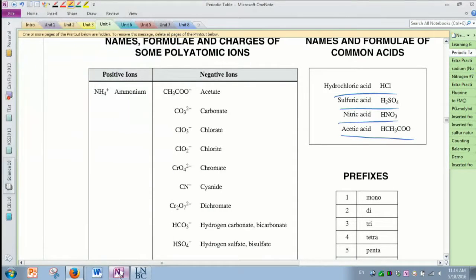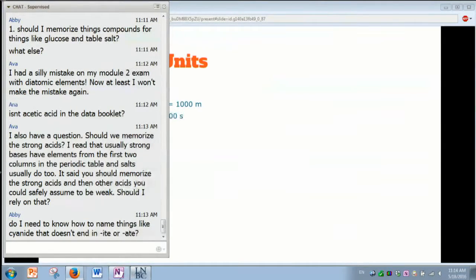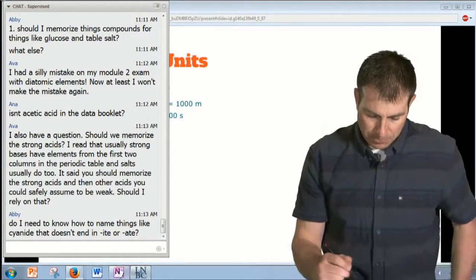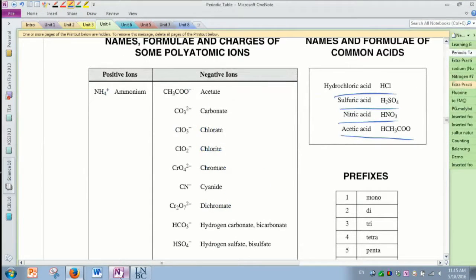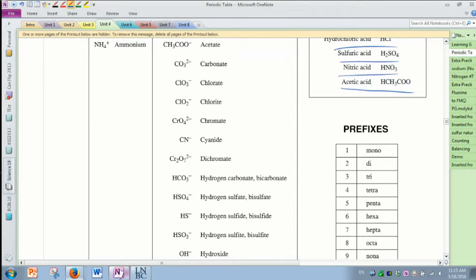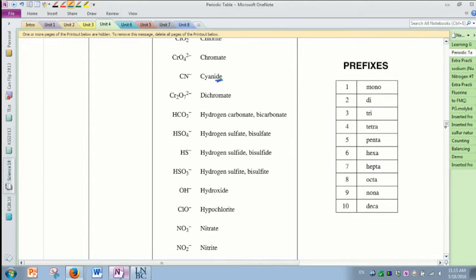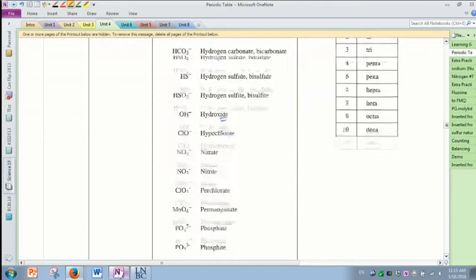Do I need to know how to name things like cyanide, that doesn't have an ite or ate? I'm not sure what you mean by that, Abby. When we're talking about cyanide, it's one of the things that's on our common ion sheet. There are a few things on the common ion sheet that end in ides, but you can just look them up, like hydroxide, cyanide. I think those are the only two.